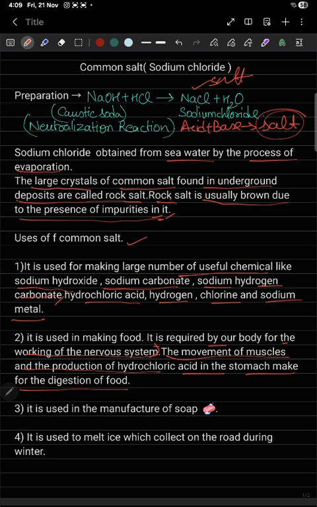That is most important. It is used in the manufacture of soap. It is also used for the manufacture of soap. We have an equation of this, we will discuss later.